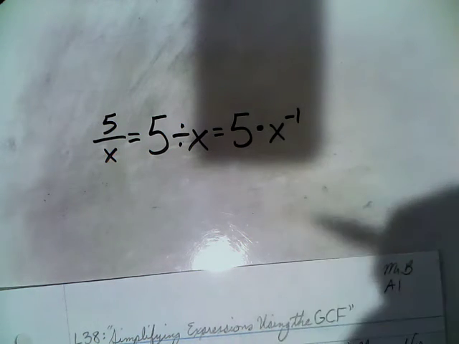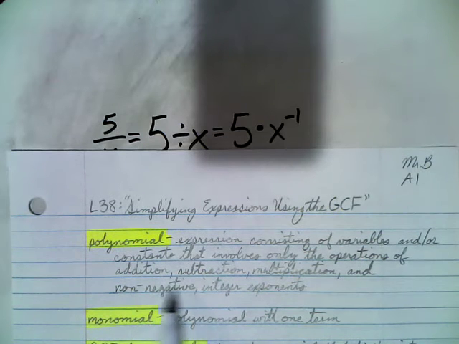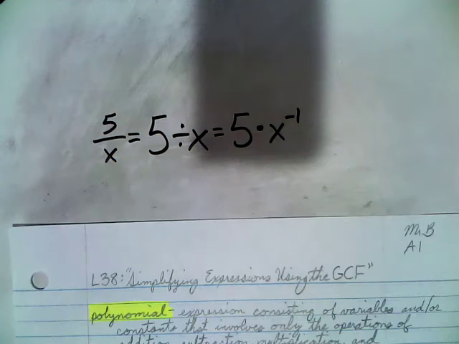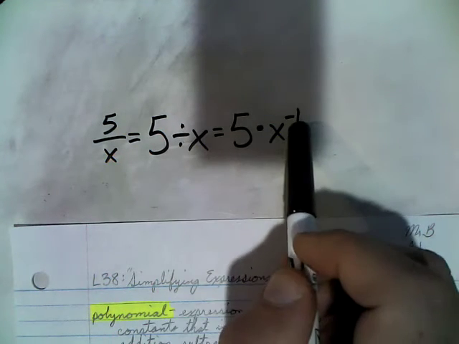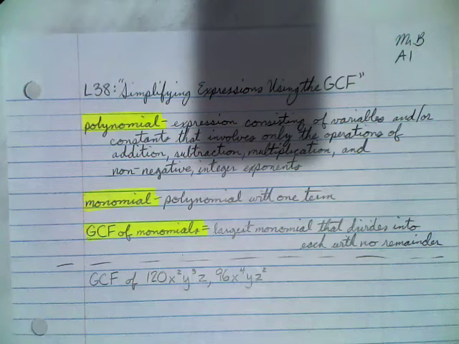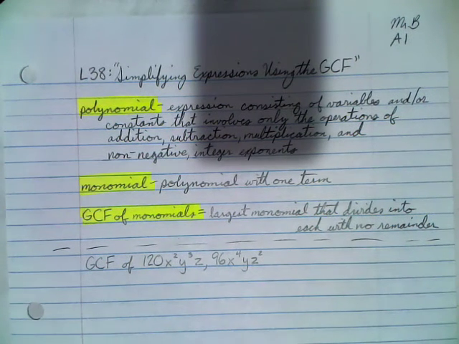But wait, if you look at our definition, it says non-negative integer exponents. So no matter how I try to get out of this, I've either got division or negative exponent. So really, the big takeaway here from this definition is no variables in a denominator.